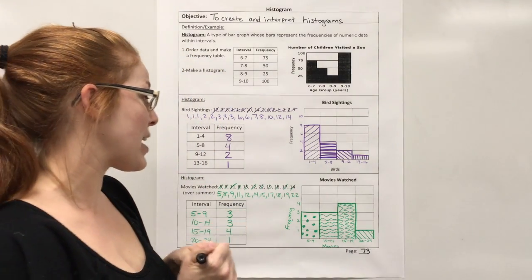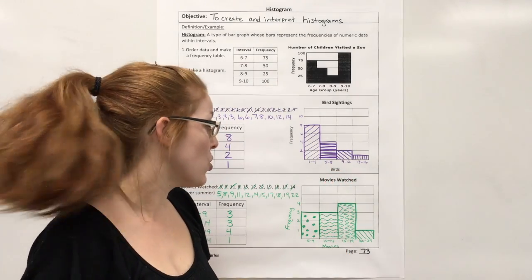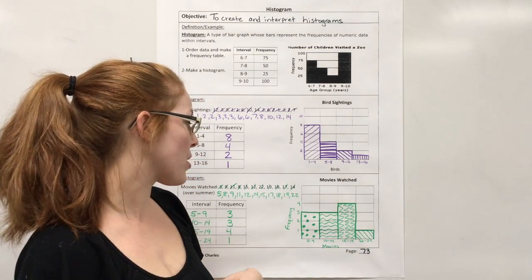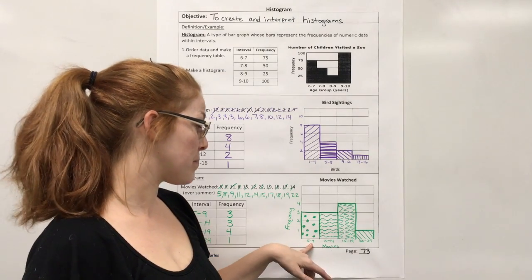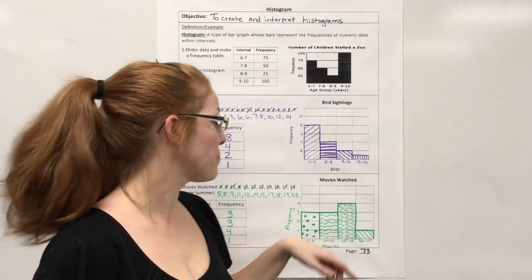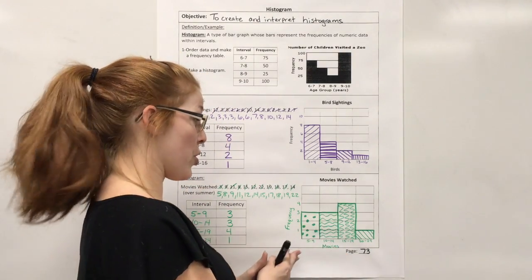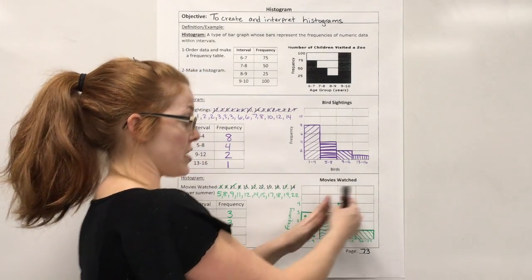Well, I could say most people watched between 15 and 19 movies, or very few people watched over 20 movies, or I could say there was a tie for the number of people who watched 5 to 9 and 10 to 14 movies. Okay, I could also answer ratio questions, like the ratio of people who watched 5 to 9 to 15 to 19 is 3 to 4.